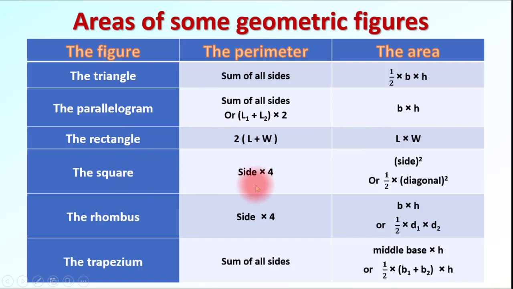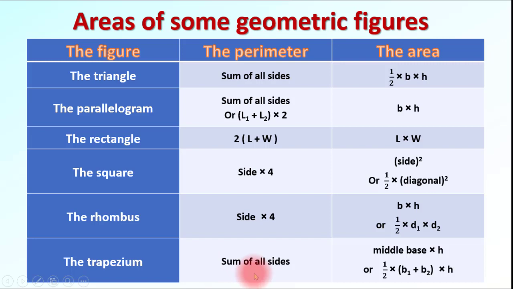The square: its perimeter is side times 4, and its area. We have two rules for the area of squares. The first is side power 2 and the second is half times diagonal power 2. The rhombus: its perimeter is side times 4 because all sides are equal in length, and its area is base times height or half times diagonal 1 times diagonal 2.